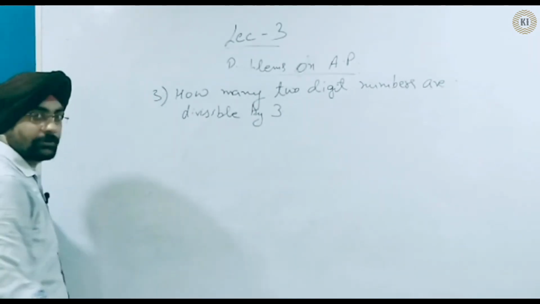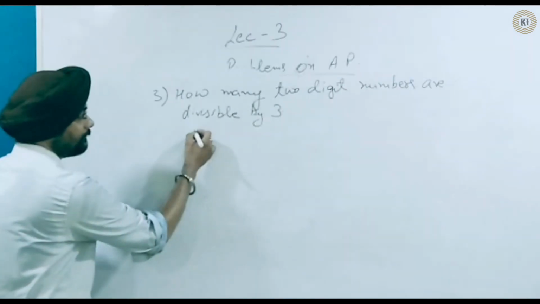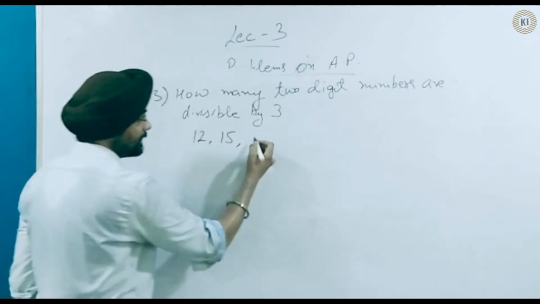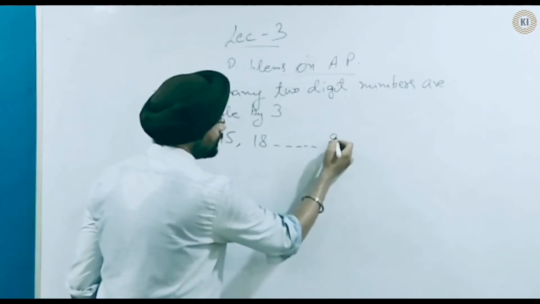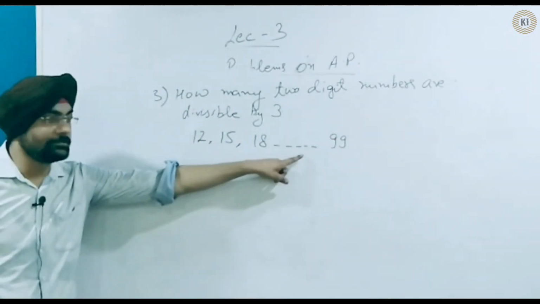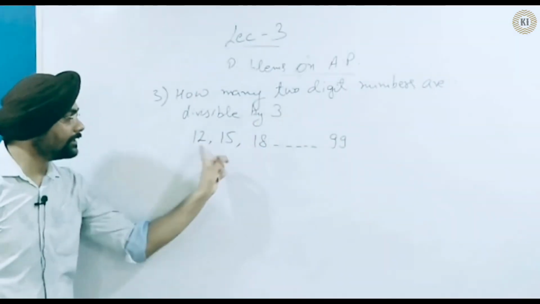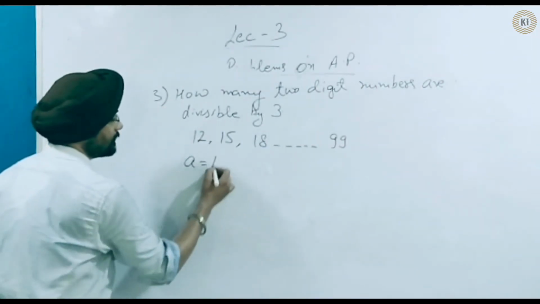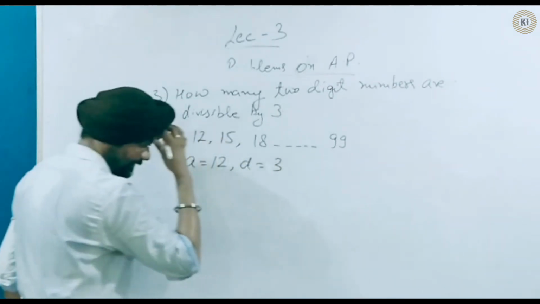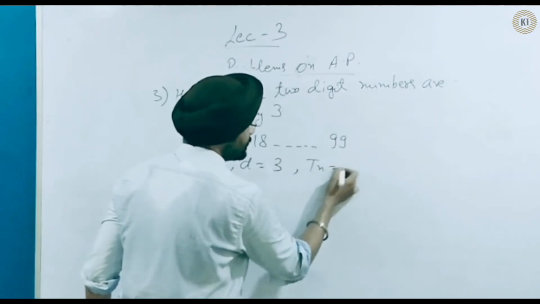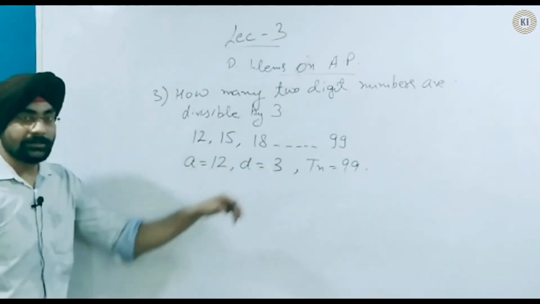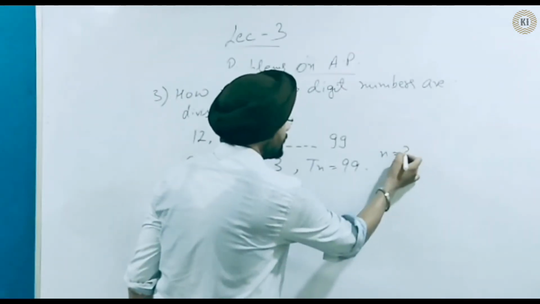Now when you will start from the 2-digit number, so first number it will be your 12, second number 15, next 18, and this will go on to 99. So 99 will be the last number that will be divisible by 3. So here first term is 12, value of d is 15 minus 12 is 3, and t of n is given as 99. We have to calculate here the value of n. How many terms are there that are divisible by 3?